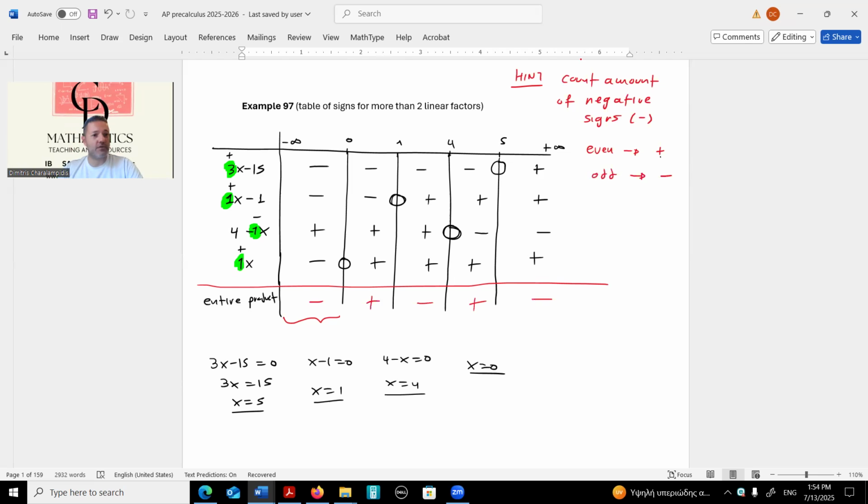In the next 2 videos, we will work more exercises, but for now, I hope that this video really helped you in understanding how to build a proper table of signs for a linear expression.